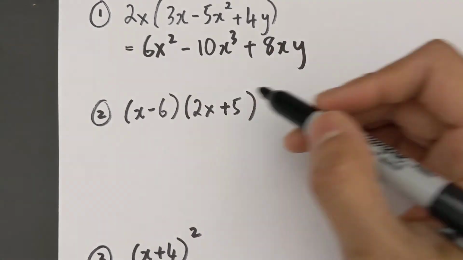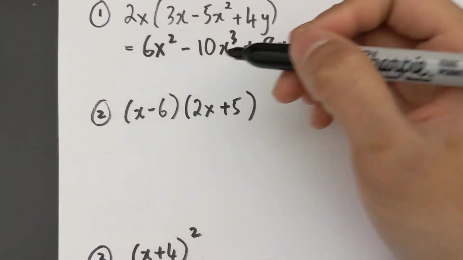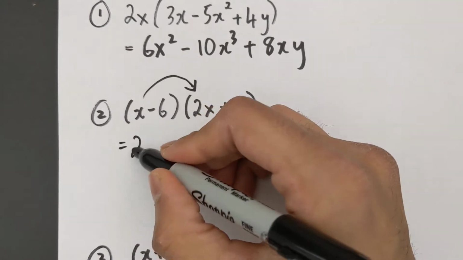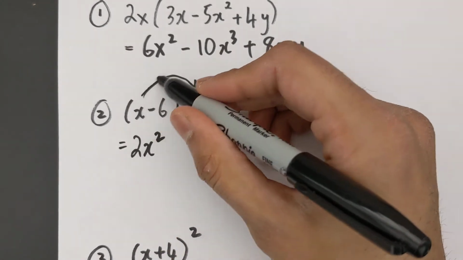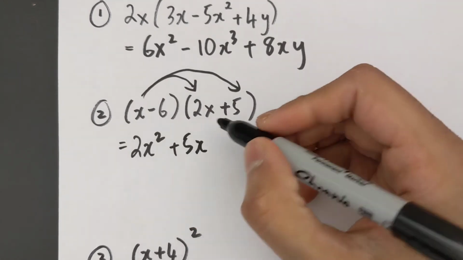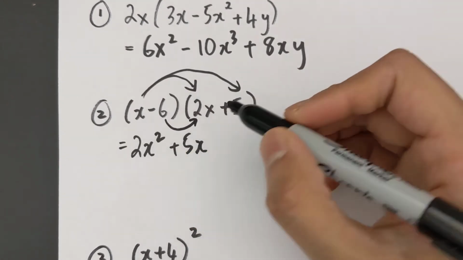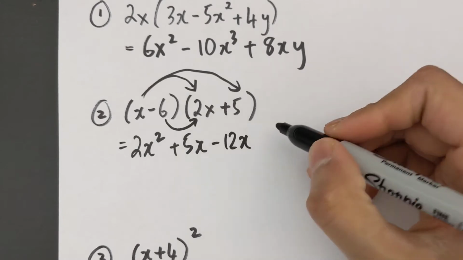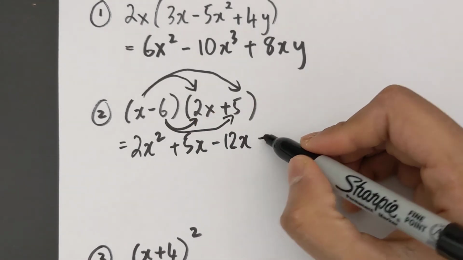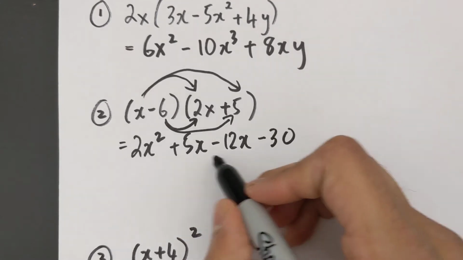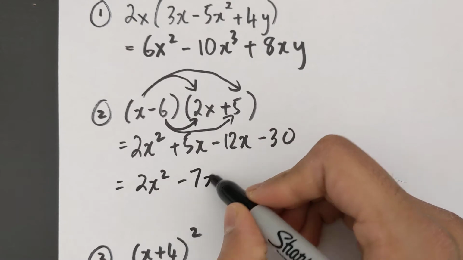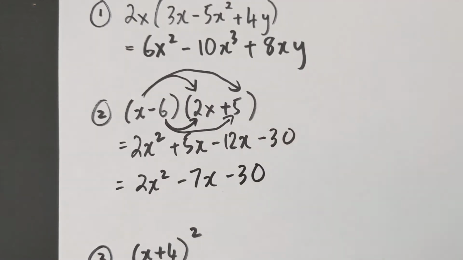When we have two brackets, we gotta multiply everything in the brackets. So I'm gonna start with multiplying my first with my first term. That's 2x squared. Then I'm gonna multiply my first with my last. That's plus 5x. Then I'm gonna multiply these two, minus 12x. And then I'm gonna multiply those two last. That's minus 30. And then I'm gonna combine the two like terms in the middle.